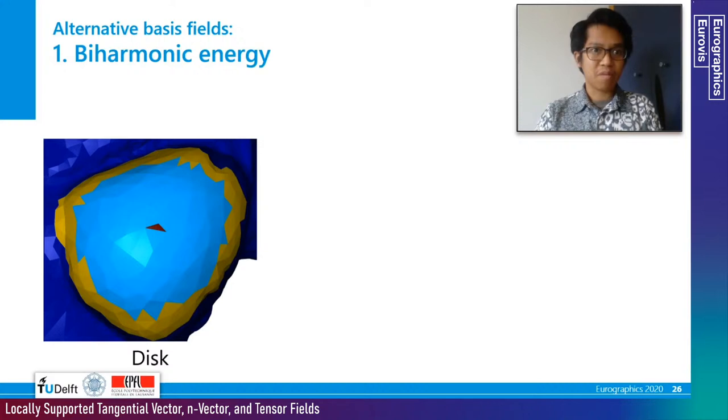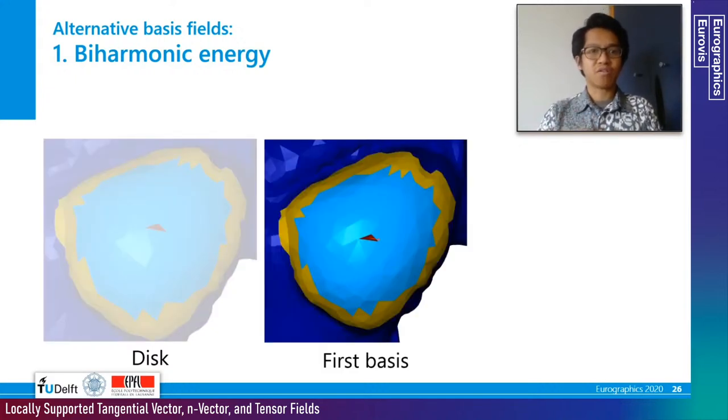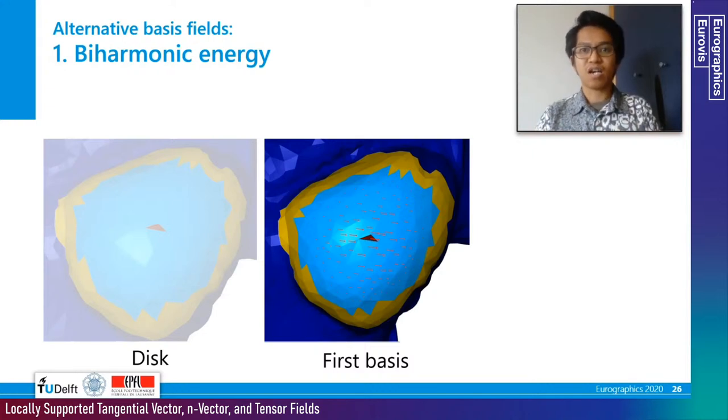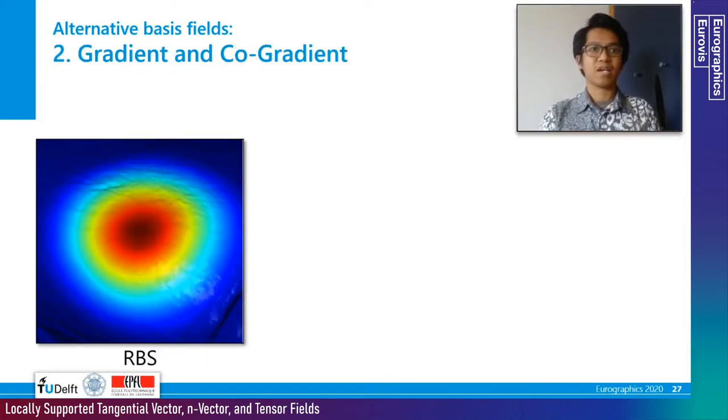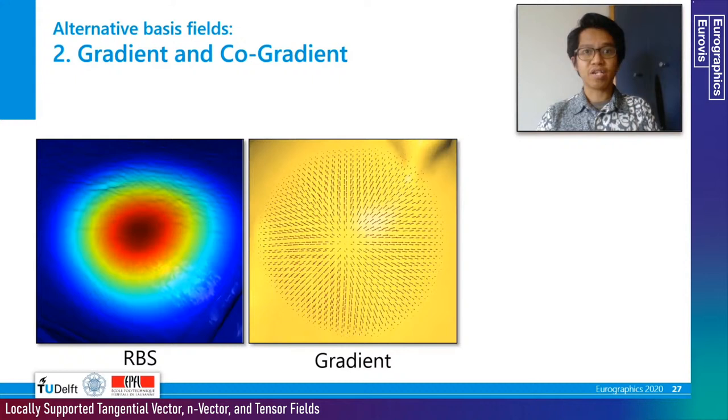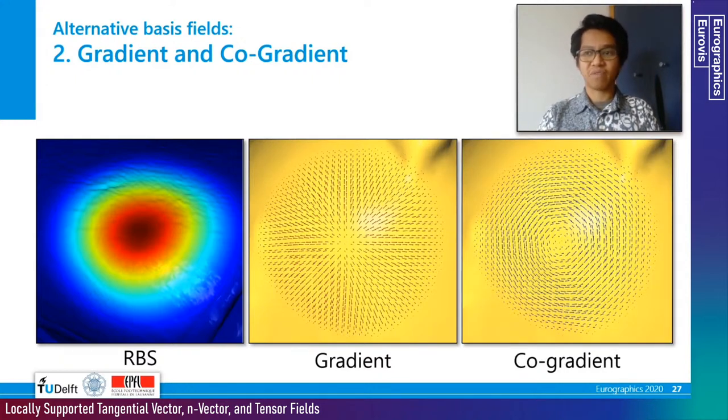What we mean by that is, we specify boundary conditions on the region, shown as the yellow area here, and we add a hard constraint of a vector with a magnitude of 1 at the center of the disk, which is displayed by the red arrow in this image. The minimizer of the biharmonic energy that satisfies both constraints is used as the basis field. Another possible scheme to create the basis is by creating radial basis functions, and then computing the gradient and cogradient of the radial basis functions as the basis fields.